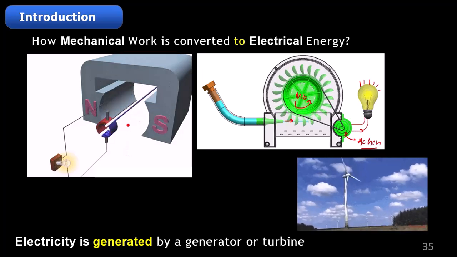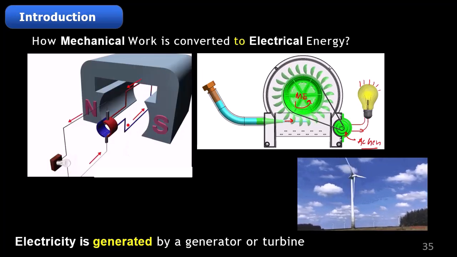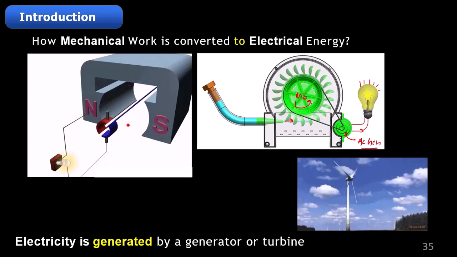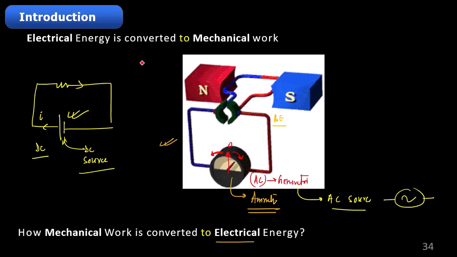AC current means basically that the direction is always changing. And DC means it is unidirectional. Once I connect the battery, there is a positive terminal and a negative terminal, so current will always go in this direction. It will never change the direction.